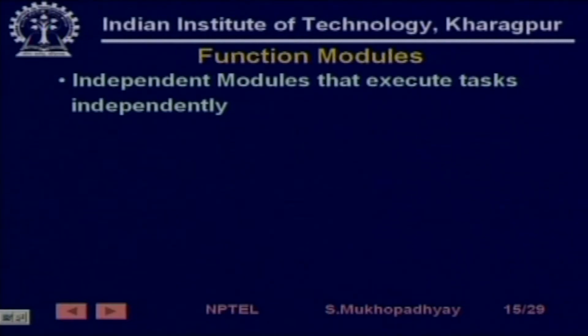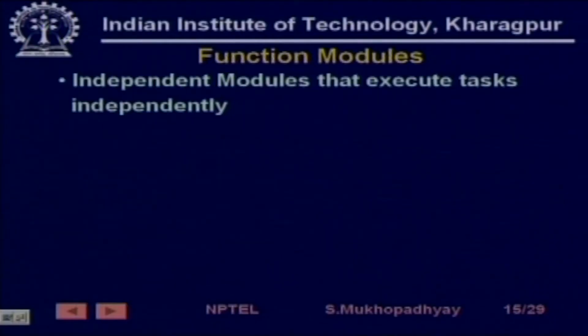Then you have some other kinds of modules called function modules. Sometimes they could also be mounted on the machine and make part of a distributed I/O, but otherwise they may be situated on the PLC rack itself, but still they are actually independent modules that can execute tasks independently.